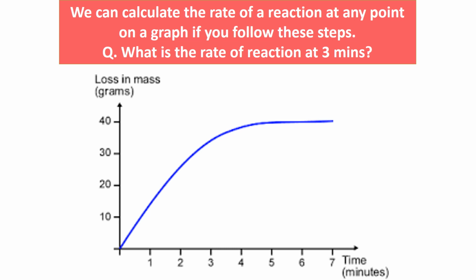So if we get a graph that looks like this and a question, what is the rate of reaction at 3 minutes? It's not as easy as just going up from 3 minutes and then reading across. It's not 32 grams per minute. We need to do something slightly different if we're looking at trying to work out what the rate of reaction is at a certain time.